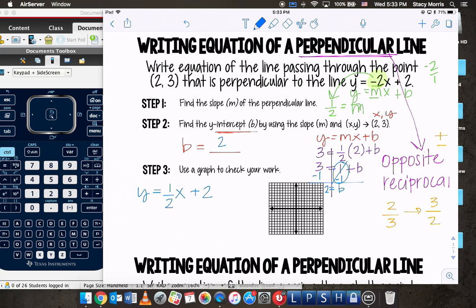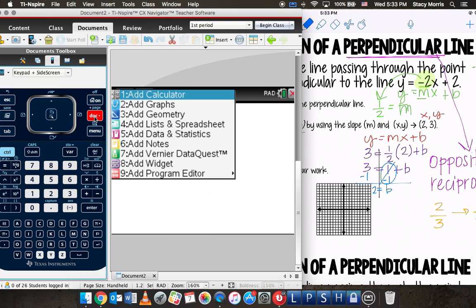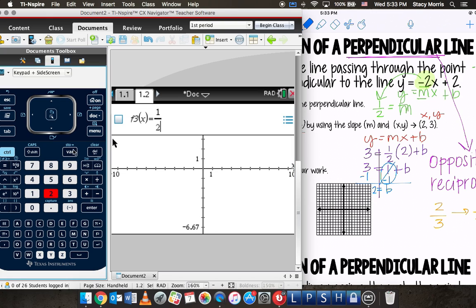And again, we're going to use our calculator graph to check that. So I'm going to first graph this line, the answer that we got. We want to make sure it goes to the point 2, 3. If it does not, we did something wrong. And then the second thing I'm going to check is, is it perpendicular to the line that they told me it should be perpendicular to? So I'm going to first start by graphing y equals 1/2 x plus 2. So I'm going to just add a new page. So Control Doc adds a page. We're going to add a graph. So I'm graphing my equation, which was 1/2 x plus 2.